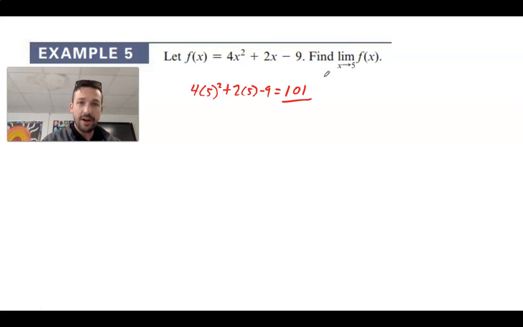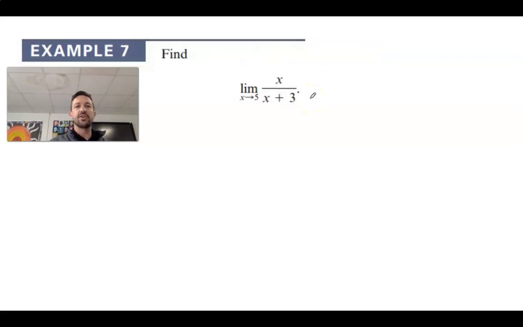4 times 5 squared plus 2 times 5 minus 9. And guys, I'm just plugging in on my calculator over here. It's 101. Okay, cool. So that's my answer. That's what it is. So let's go to another one.